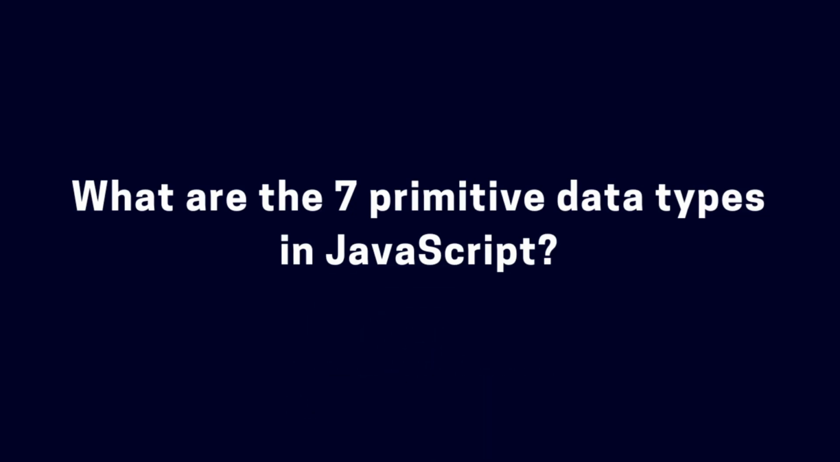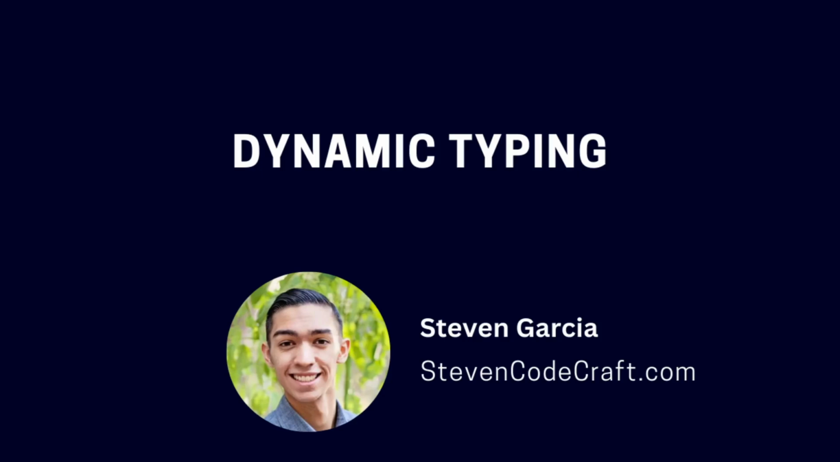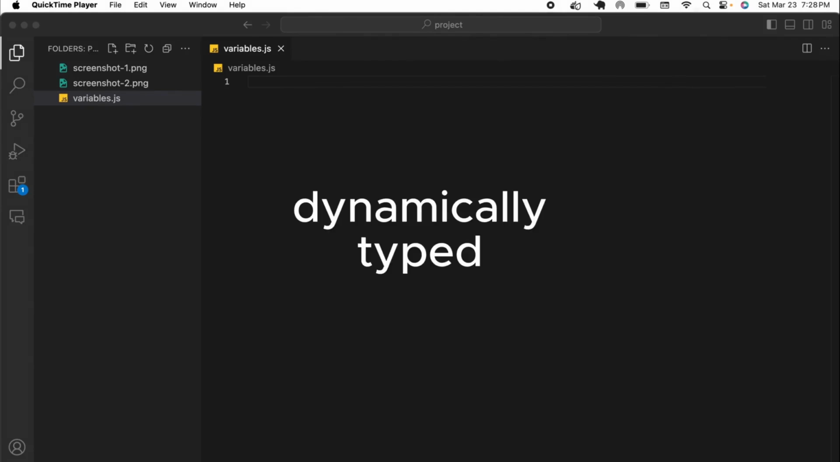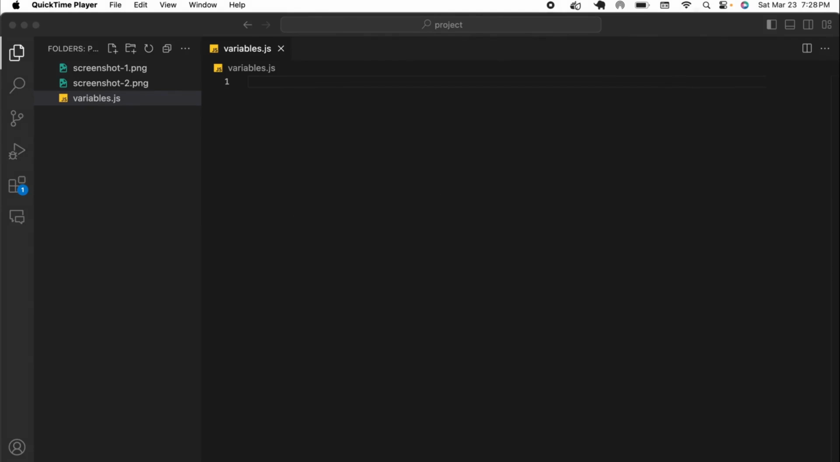The 7 primitive data types are string, number, boolean, bigint, undefined, null, and symbol. Programming languages that allow you to initialize a variable to a data type and then reassign it to a different data type are known as dynamically typed. In other languages, such as C# or Java, you specify the data type that you want to use and cannot reassign it to a different data type.